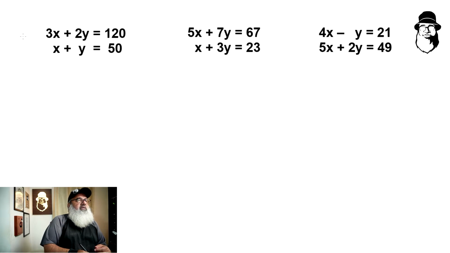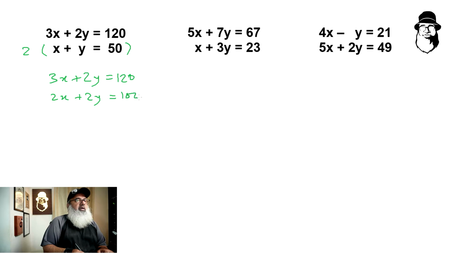Now looking at these, 3x plus 2y is equal to 120 and x plus y is equal to 50. We have 2y here and we have y here. If I multiply this y by 2, we'll have the same coefficient, right? So let's multiply the second equation by 2. We already have 3x plus 2y is equal to 120. Now we multiply the second equation by 2 to get 2x plus 2y is equal to 100.